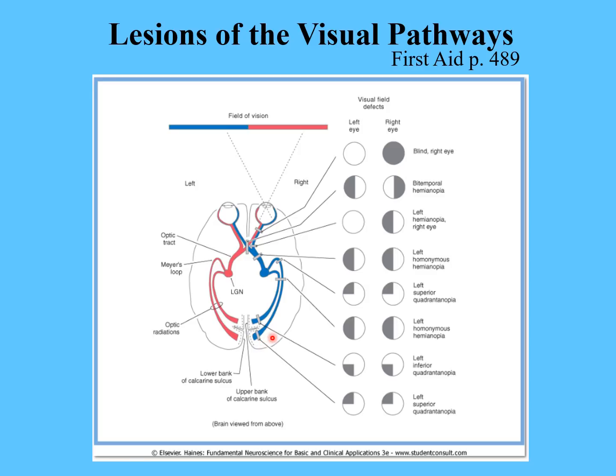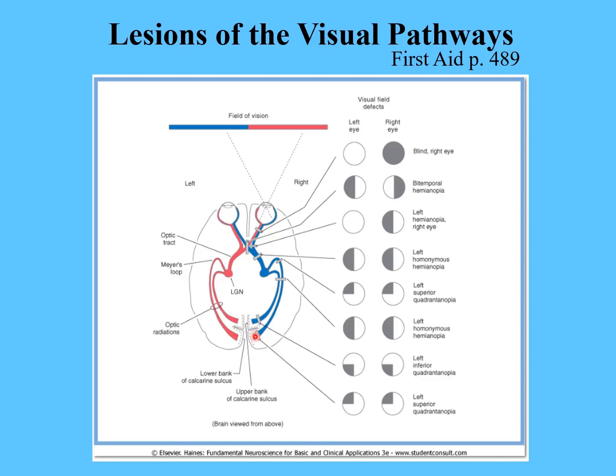As a result, if you had damage to just below the lower portion of the calcarine fissure, this lower bank represents the upper portion of the visual world, and you'd have a left superior quadrantanopia, similar to what you have over here. And if you had the opposite region, that is the upper bank of the calcarine cortex, then you would have a left inferior quadrantanopia.